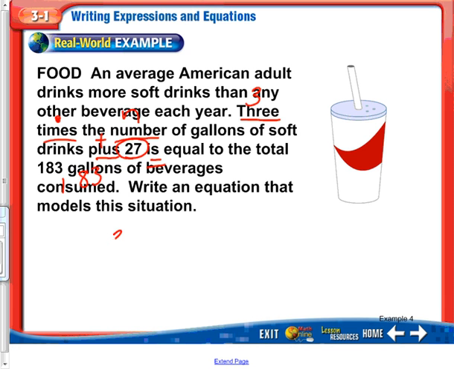So let's kind of rewrite this here. We have 3 times the number n, so I'll just write 3n, the number of gallons of soft drinks, plus 27, so then we'll write plus 27 is equal to 183. So this one's a little bit longer, and we have 2 parts here, but if we just take notice as we read it, it says 3 times the number of gallons of soft drinks plus 27 is equal to the total of 183 gallons.